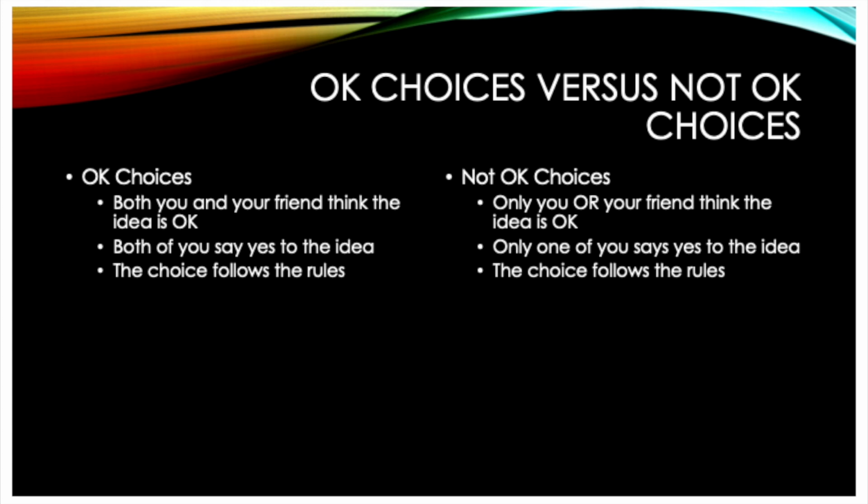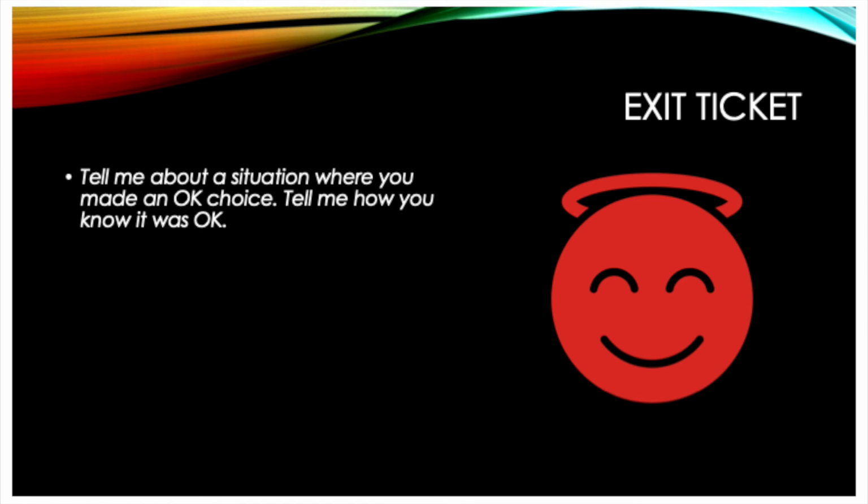So when you're going through situations and you have problems with your friends, you have to always consider your friends' feelings as well as your own, because you both have to be okay with the choices that either of you make. So our exit ticket for this lesson is, I want you to tell me about a situation where you made an okay choice and tell me how you know it was okay. And you're going to post your response in the exit ticket with the same assignment name as this lesson in our Google Classroom. I look forward to your responses.